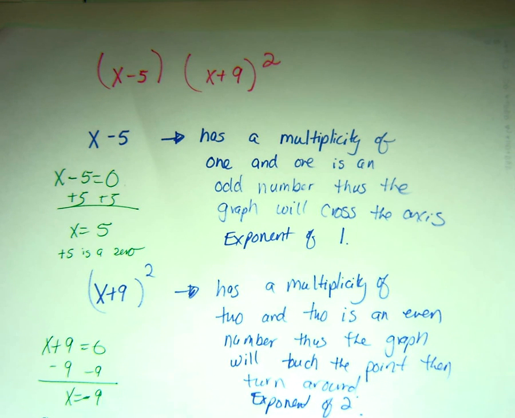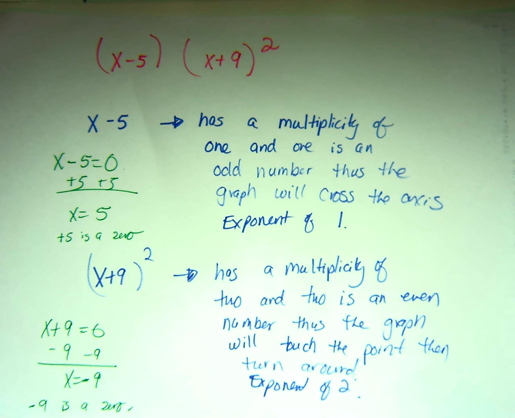Then when you look at the x plus 9 squared, it has a multiplicity of 2. Notice how I'm looking at the power, and the 2 is an even number. Thus, the graph will touch the point and then turn around on the axis. The other zero is going to be -9. So far we have our 2 zeros, which are 5 and -9. The multiplicity of the larger zero is going to be 1, because the 5 is bigger than -9. And the multiplicity of the smaller zero is going to be 2, because that zero was -9. Again, the multiplicities are based upon your exponents.